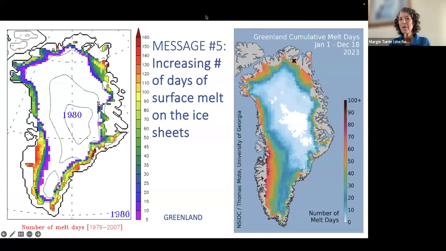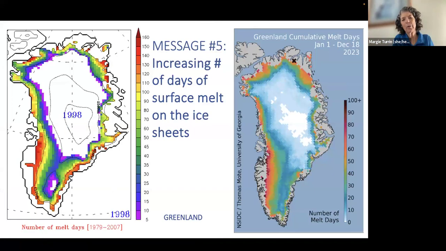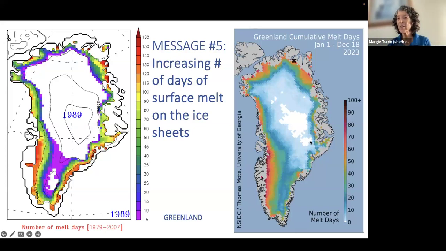Okay, so the next message about this land ice is that we're increasing the number of melt days. So over on the left, you see a series that was collected from 1979 through 2007, and it's in a nice GIF, so I like to show it. And you can see how this ice melt is increasingly moving in towards the center of the ice. Again, remembering that there's a big elevation difference in ice between the edges of Greenland and the center, where we have 3 kilometers stacked. And then on the right, you'll see that this is a snapshot from 2023.